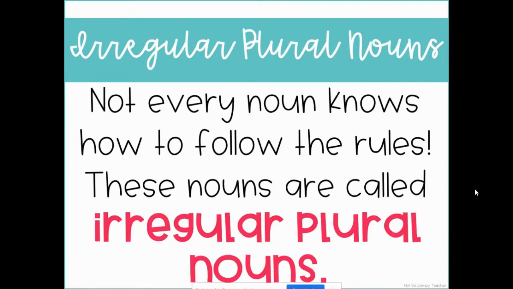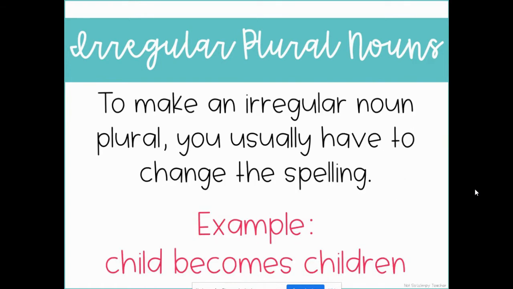Not every noun knows how to follow the rules. These nouns are called irregular plural nouns. They don't know how to follow the rules. Oh my goodness. So we're going to go ahead and start learning about these irregular plural nouns. To make an irregular noun plural, you usually have to change the spelling. All right, we're going to copy that down.